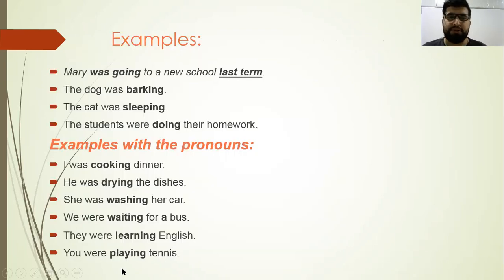Let's go to the example. For example, yesterday we said Mary is going to a new school next term. We said that when you say Mary is going, it means a plan. For example, I'm going to Erbil. I have a plan that tomorrow I will go to Erbil.